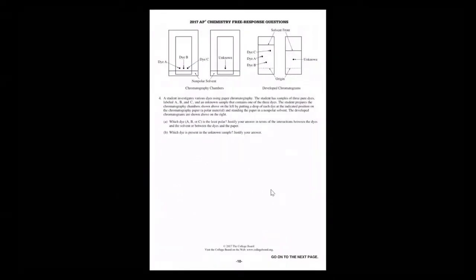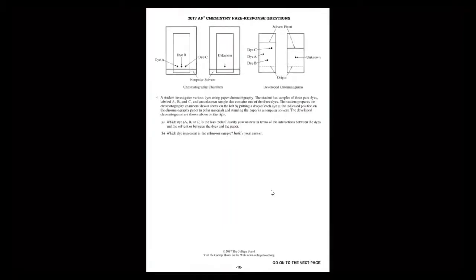Okay, paper chromatography. Now I think you should have a good understanding of what paper chromatography is and how to interpret the data. For question A, in this system you have three standards, A, B, and C, three colored species, and you have one unknown. And the solvent you're using is a nonpolar solvent. This is the mobile phase. The first question is, which dye, A, B, or C, is the least polar?